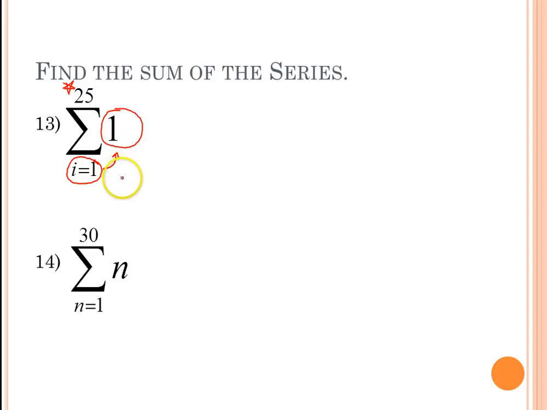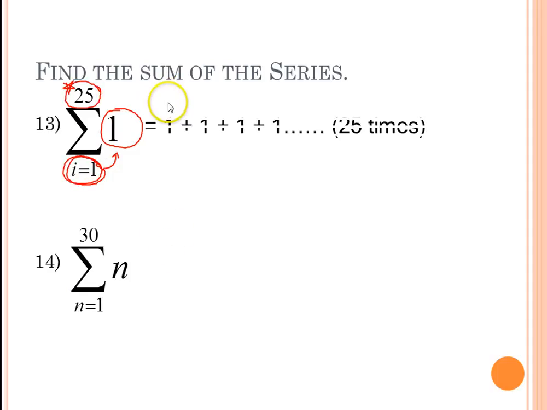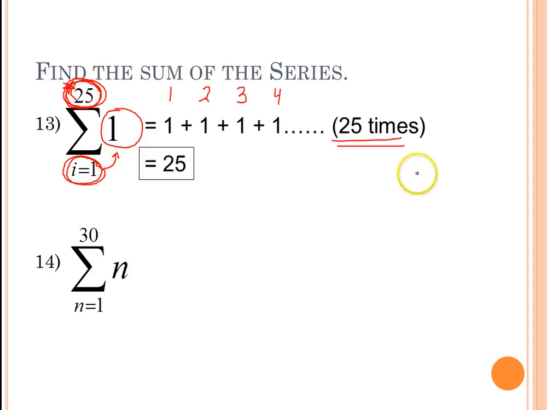So I am just adding 1 plus 1 plus 1 plus 1. How many times? From 1 all the way up to 25. So my term 1 is just 1. My term 2 is just 1. My term 3 is just 1. Term 4 is just 1. And how many terms am I doing this for? I'm doing this from 1 to 25, so I'm doing this 25 times. So what's your answer? If you add 1 25 times, your answer is 25.